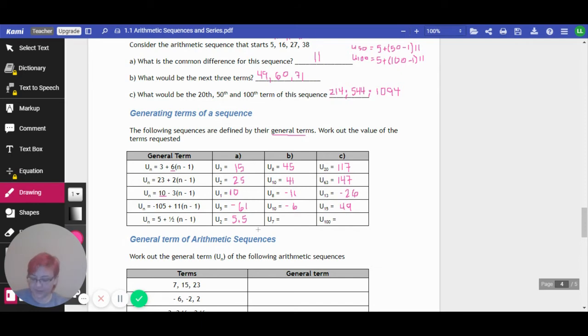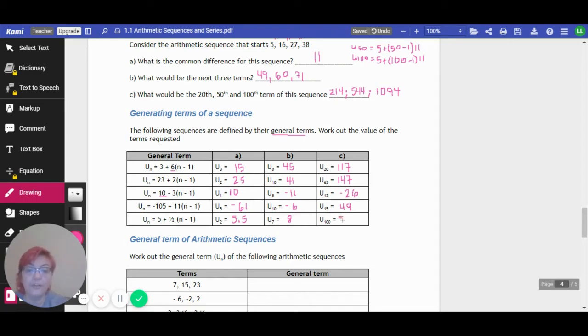Let's find the seventh term. 5 plus 1/2 times 7 minus 1. And we find the seventh term is 8. Finally, the 100th term. 5 plus 1/2 times 100 minus 1.